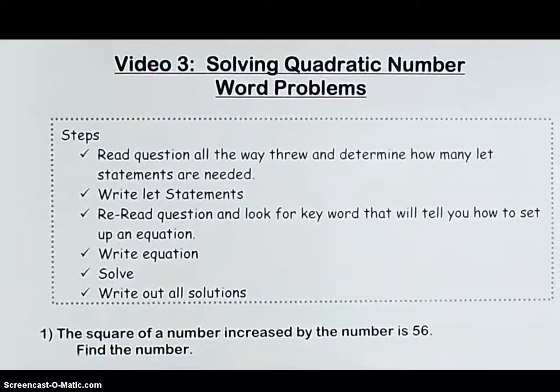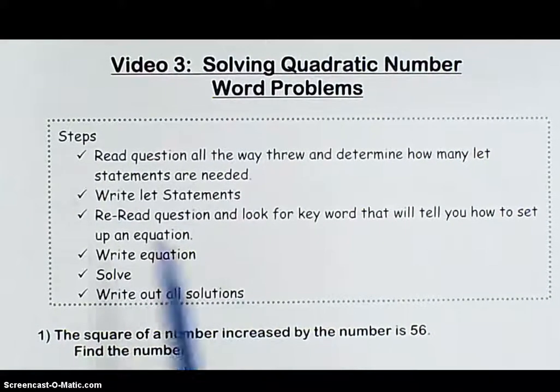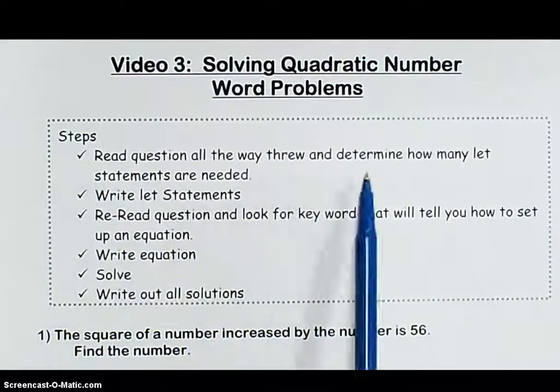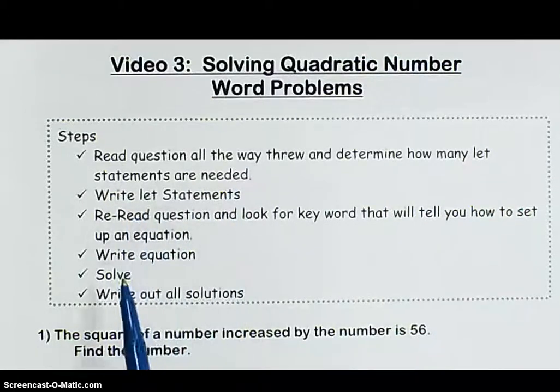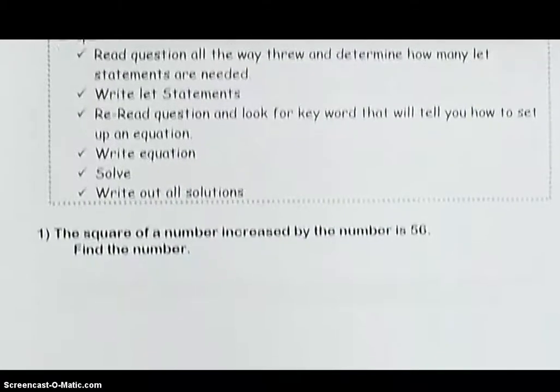Just like yesterday when we were working with word problems, the first step: read the question all the way through and determine how many let statements are needed. Write your let statements. Reread the question and look for a key word that will tell you how to set up the equation. Write the equation, solve, and write out all solutions. Okay, so let's take a look here at number 1.